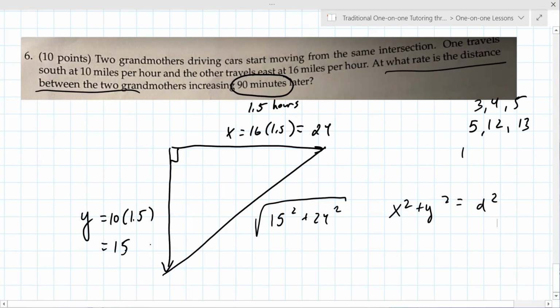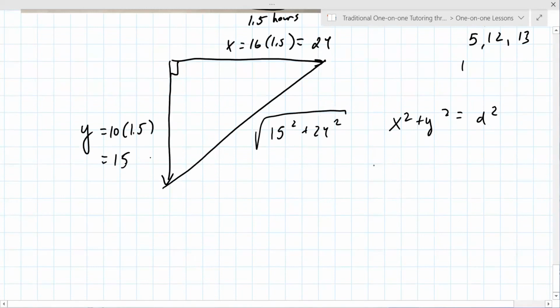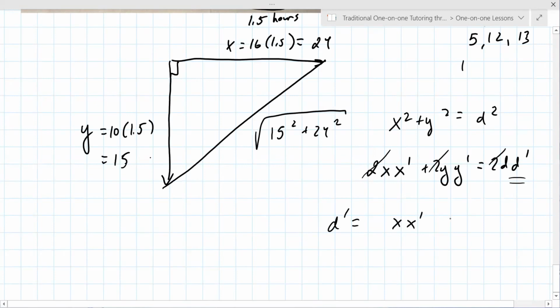So now you take a derivative. Your derivative is 2x x prime plus 2y y prime equals 2d d prime. And you're interested in d prime. So your d prime, all the 2's cancel, is x x prime plus y y prime over d.